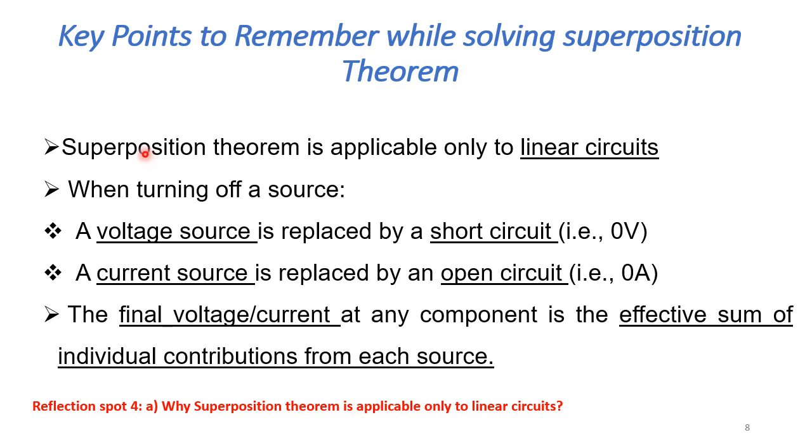First, it is only applicable to linear circuits. Second, when turning off a source, if it is a voltage source, then it has to be replaced by a short circuit, and a current source is to be replaced by an open circuit. The final voltage or current at any component is the effective sum of individual contributions from each source. So, reflection spot number 4. Why is superposition theorem applicable only to linear circuits?